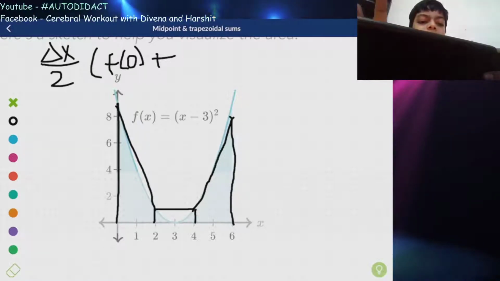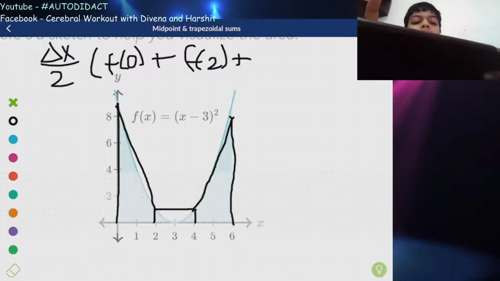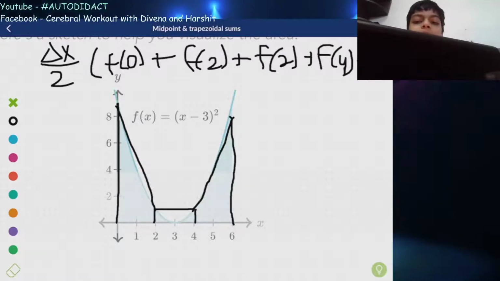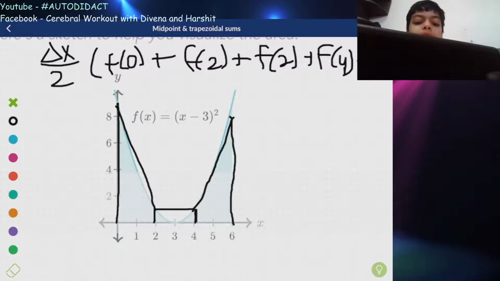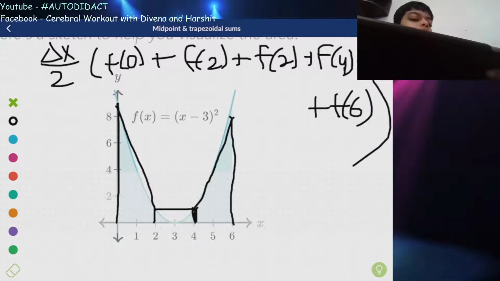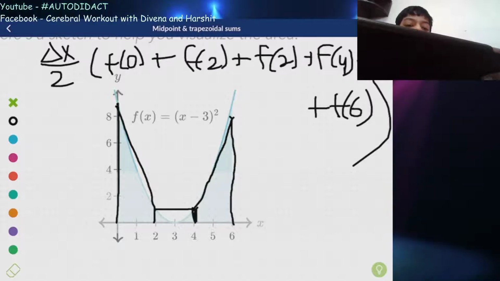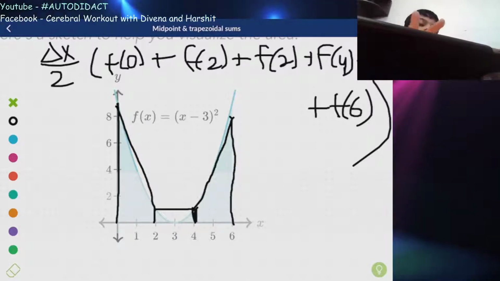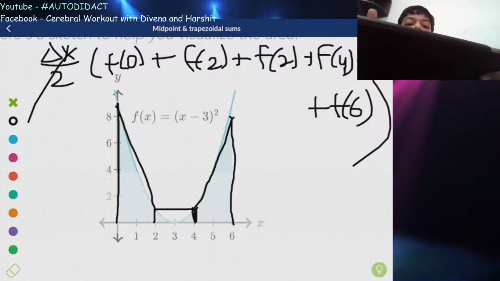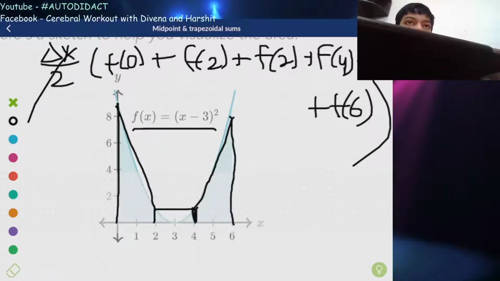what will this be? This will be f of 2, plus the second trapezoid will be just another f of 2, plus f of 4, plus f of 4 again because of this trapezoid, this line, plus f of 6. Okay, so we close the brackets, and in this case the math is very easy because delta x is just equal to 2, so delta x divided by 2 is just equal to 1, so we can just cross that out and we just have to add these all. Okay, so what is f of 0? Here is the equation given, so let's just find it out.